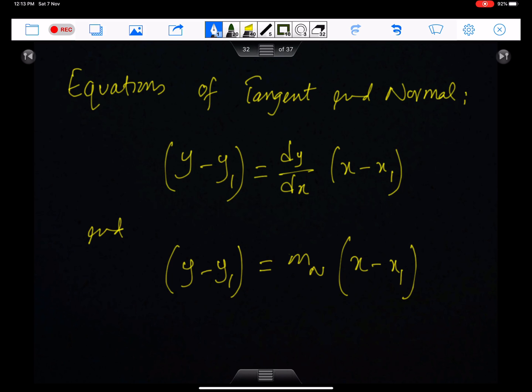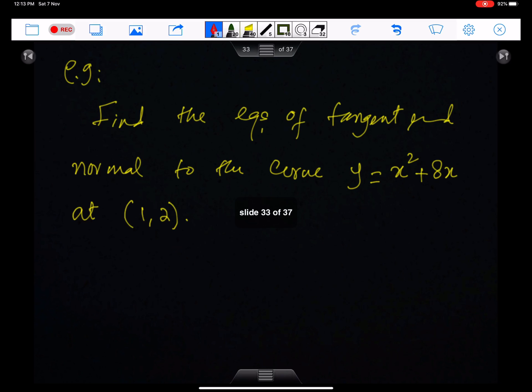Equations of tangent and normal. Well, this is the equation of tangent and this is the equation of normal. The difference is gradient. Here we write dy upon dx in the equation of tangent, and in the equation of normal we write mn, the inverse reciprocal of the tangent's gradient.